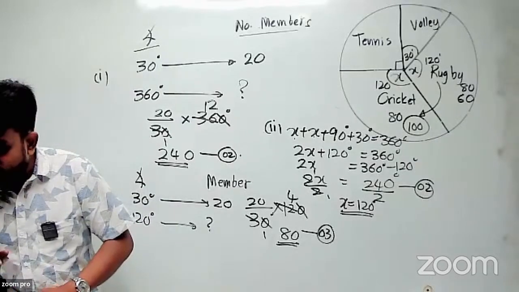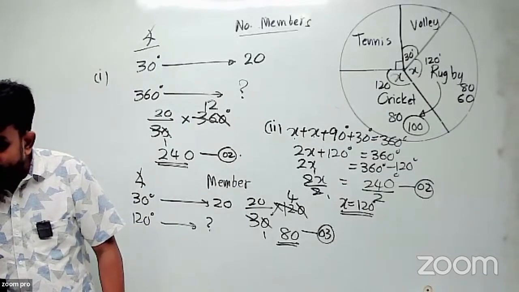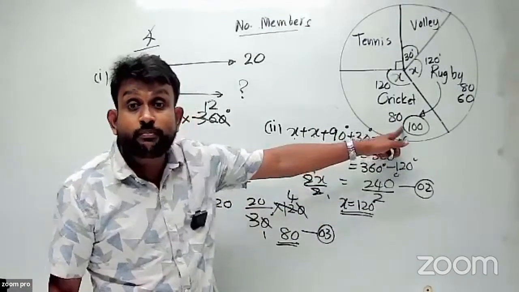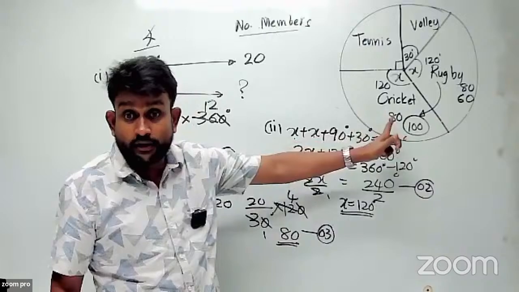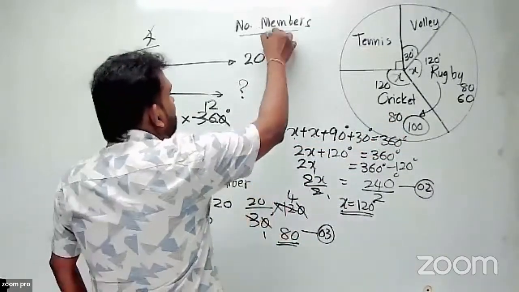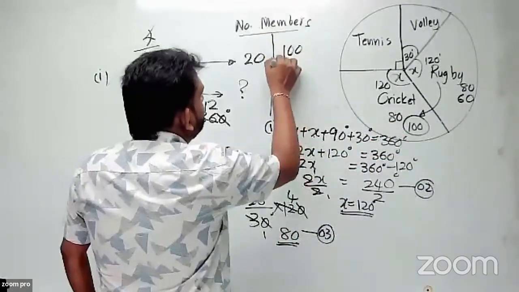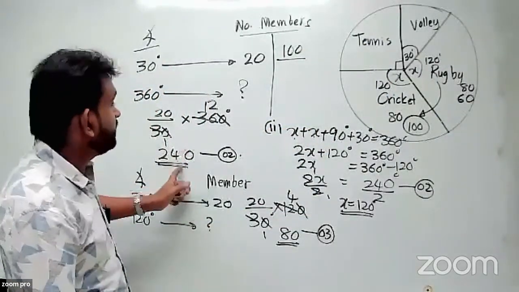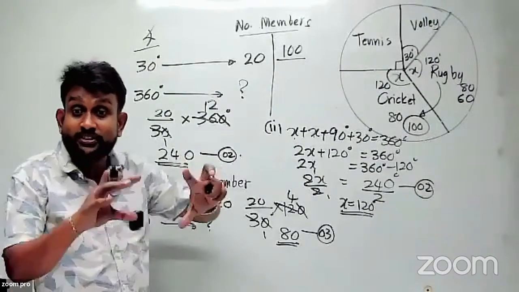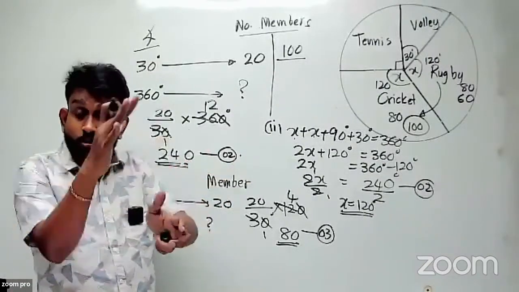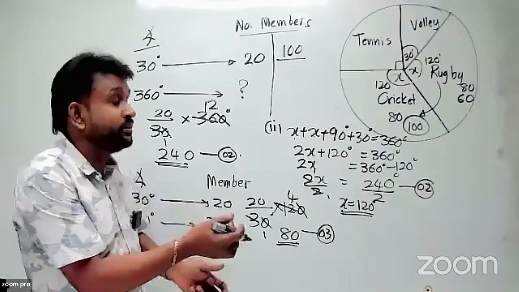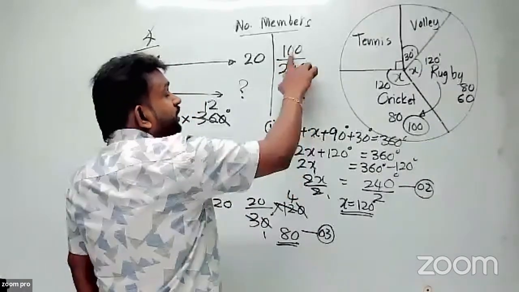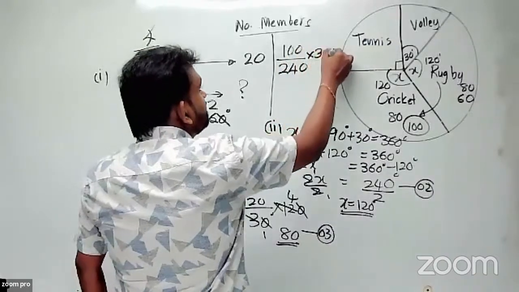Okay, then they ask to find the new center angle belonging to the members playing cricket. So now how much is the total members playing cricket? 100. So how to represent that angle? 100 upon the total members. No harm to the total members. Total members is 240, no change. They changed between two games, but it does not affect the total members. Total members is still 240.